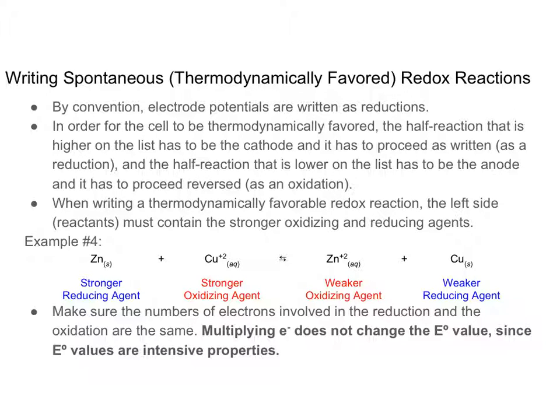You have to make sure that the numbers of electrons involved in reduction and oxidation are the same. Multiplying the numbers of electrons does not change the cell potential value, since those are intensive properties. Those are always going to be the same no matter how much stuff is there. Questions about that?